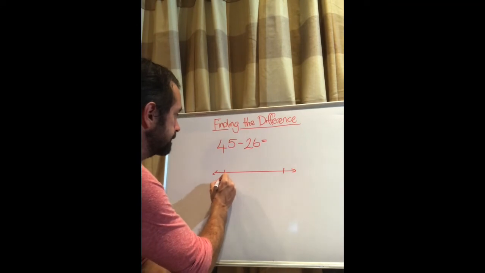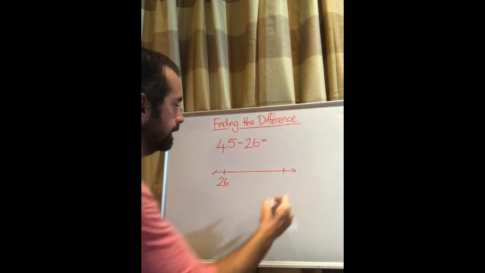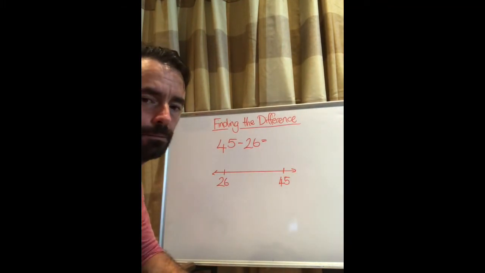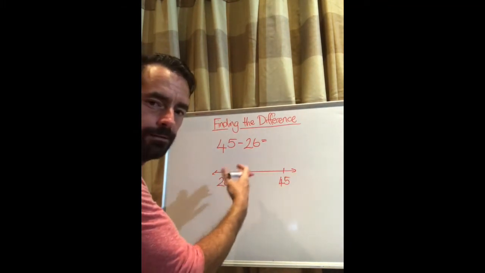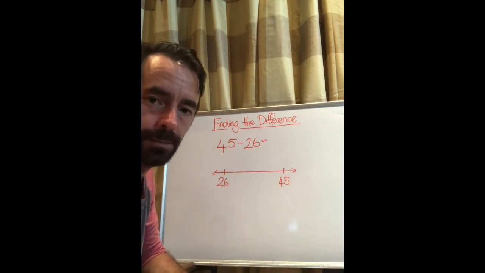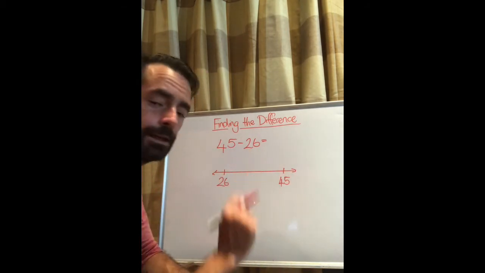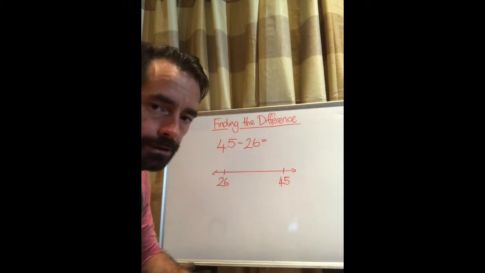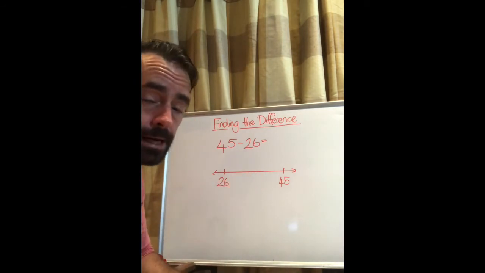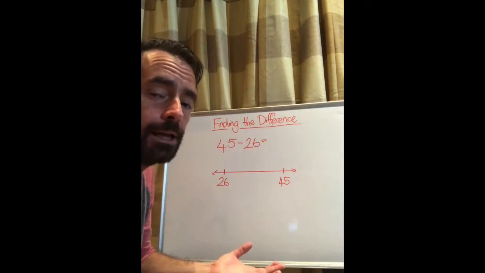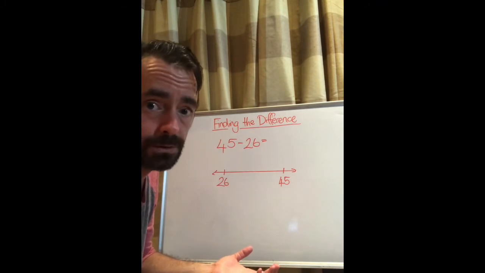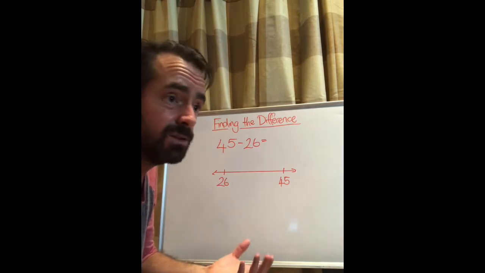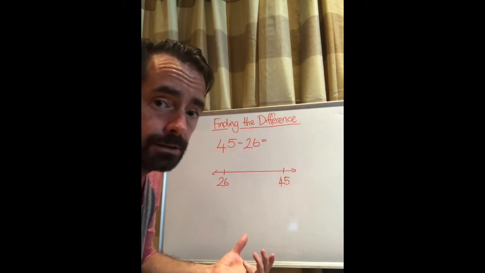I'm going to put 26 on this side and 45 on that side, because most of us have it in our minds that the numbers get bigger as you go that way. Right, so we've got both values placed on the number line, and now we need to find the difference between them. And what we can actually do is use addition. We can use addition to help us find the difference.